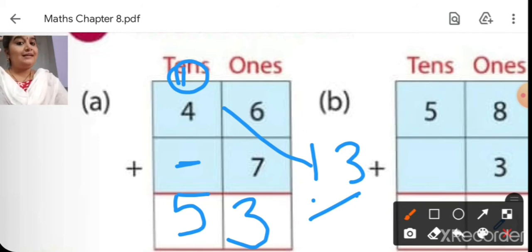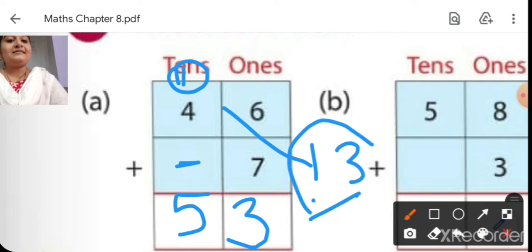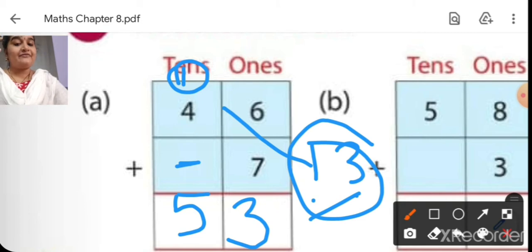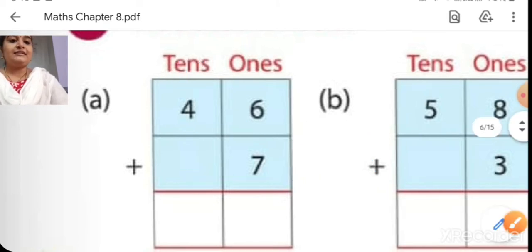53. Did you all write it? You have to write the answer outside also. You should have that habit. Yes, can we move to the next one?